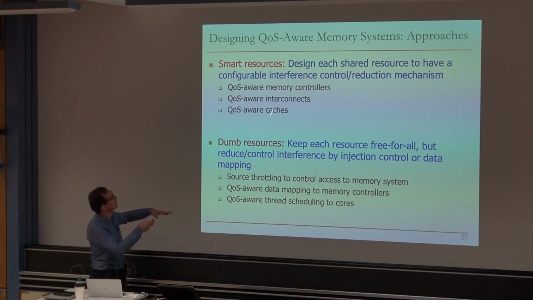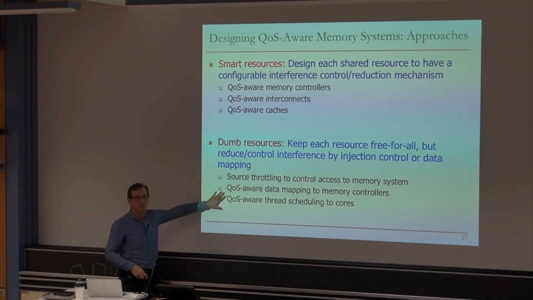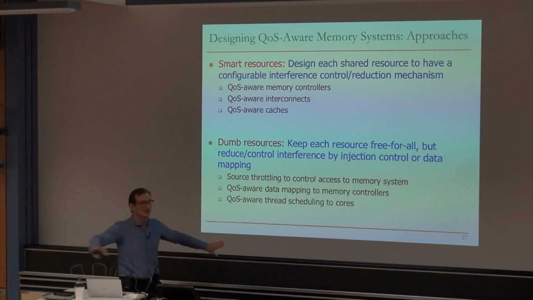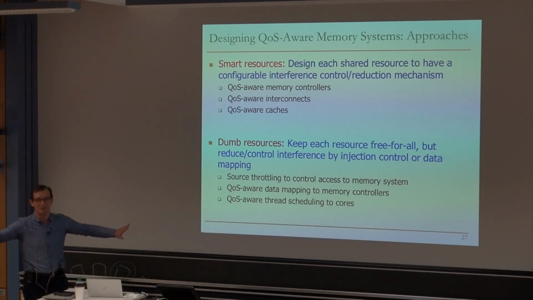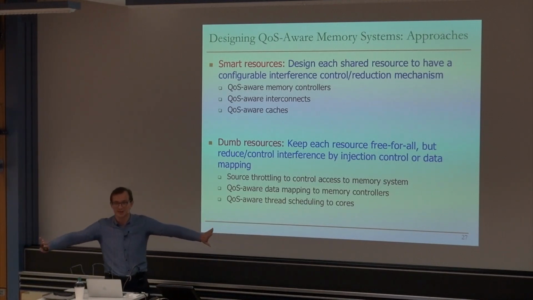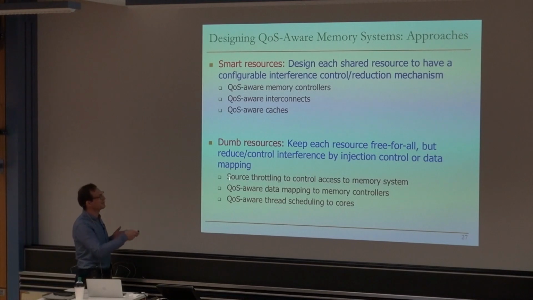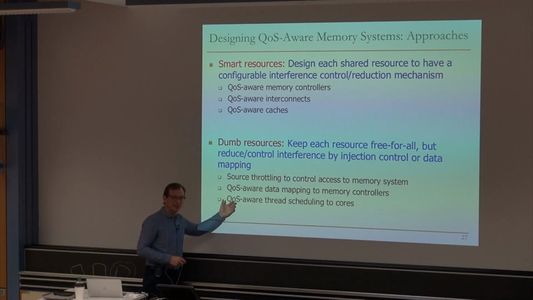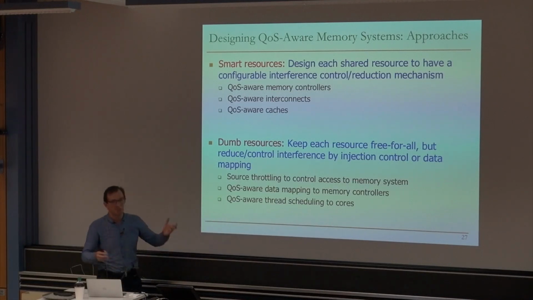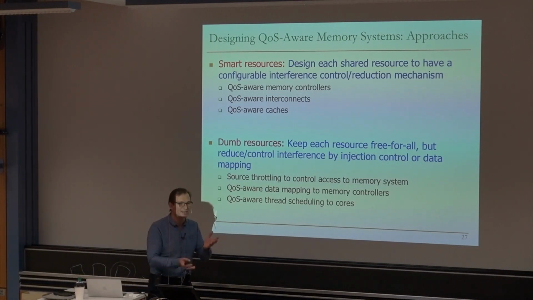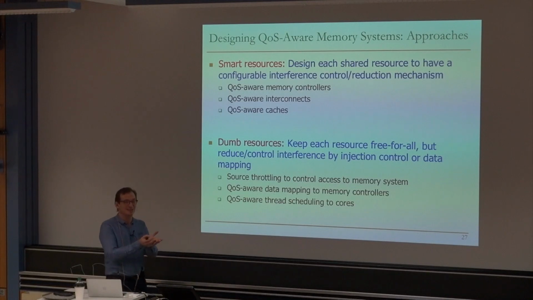So that's very different from smart resources. You basically perform data mapping, and your memory controllers can still use first-ready, first-come-first-served, which is fundamentally unfair. But because you partitioned your data nicely, the applications that would cause unfairness problems to each other are not interacting with each other anymore in the memory controller. So the resource is dumb, but you do something smart by doing data mapping smartly. Or you could do thread scheduling smartly, meaning that if you know that applications do not destroy each other's performance when they run together, maybe you schedule only those applications together.